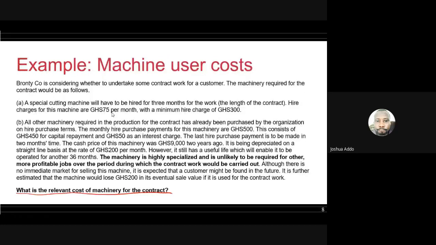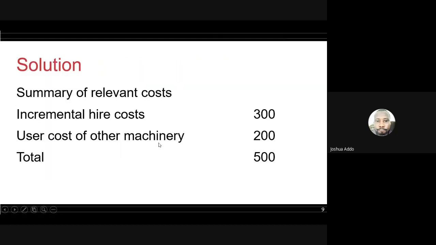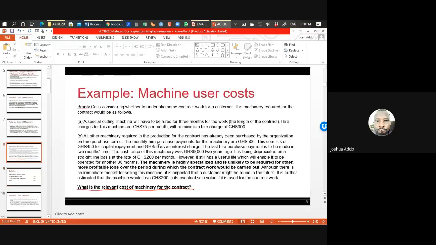B, it says all other machinery that the special contract can use have already been purchased. It's already in the organization. That machine that is already in the organization, the cost is 9,000 Ghana cedis. Someone should say something about this cost. 9,000 Ghana cedis. That's the cost of another machine which is already existing in the organization. Talk about this cost in terms of whether it is relevant or not relevant and why.